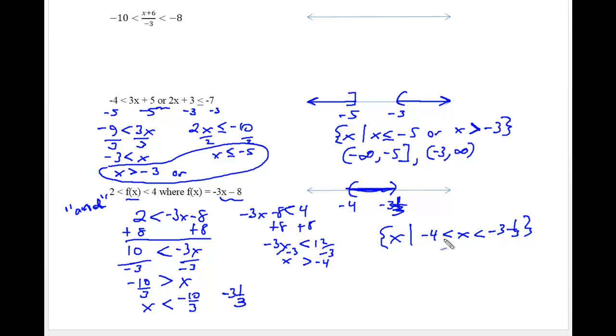If it was ever a less than or equal to, of course, you'd fill it in and put a line underneath and have these as hard brackets instead of parentheses. And then finally, if we want to use interval notation, the easiest of this in this case goes from negative 4 to negative 3 1/3.